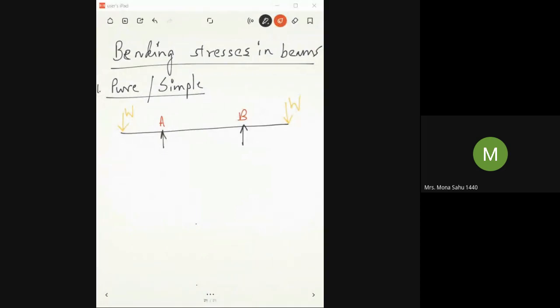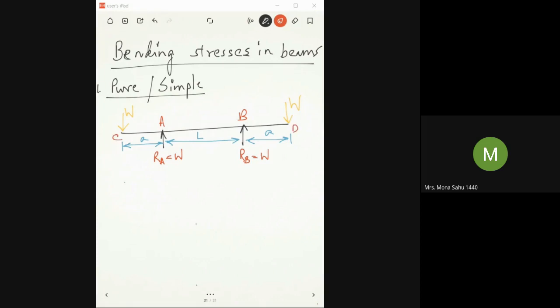All right. So RA will be equal to W. RB, if you calculate, it's going to be equal to W if the length is L over here and this length is A. This is also A. Okay. And let's name this one as C, D.